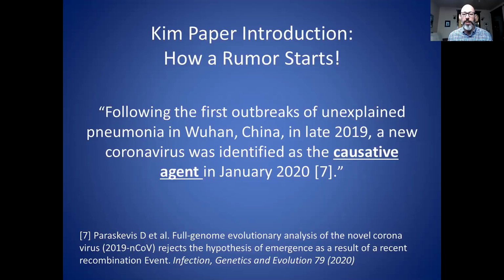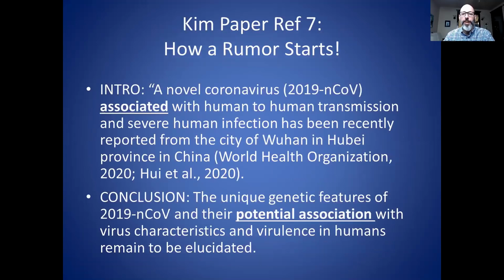Interestingly, it's not a study that is trying to isolate or identify a virus. It's a study that's looking at the full sequence of the genetic material of this so-called virus and comparing it with evolutionary analysis. So in other words, with sequences found in other species or viruses. So the science of that article would not be able to prove anything about causation. I went and looked at that article, and interestingly, it doesn't say anything about causation anywhere. In the introduction, it says that a novel coronavirus is associated with human-to-human transmission and severe human infection. So once again, association is not causation. And in its conclusion, it says the genetic features of the virus and their potential association with virus characteristics and virulence in humans remain to be elucidated. So in other words, there's some kind of association. We need more research. We haven't proven anything.